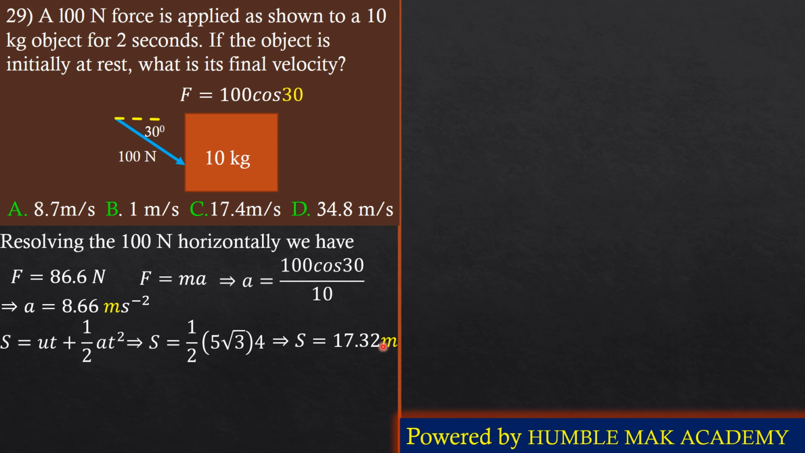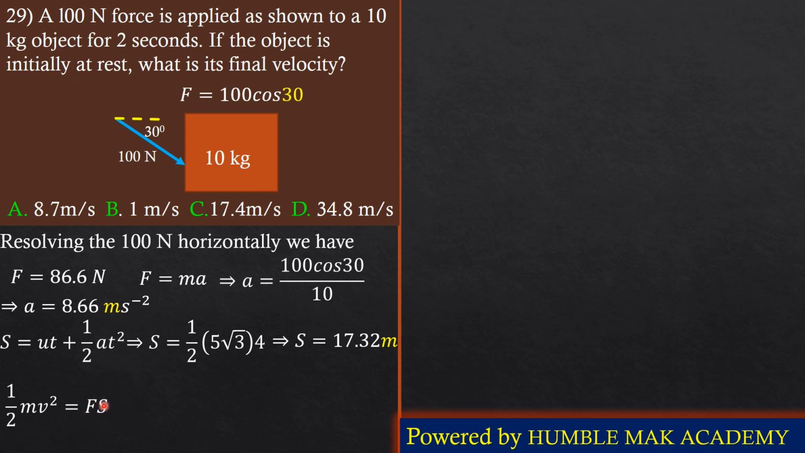Now that we have the distance covered, guys, we can proceed to use the work energy theorem, which simply states that the change in kinetic energy has to be equal to the work done by the net external force. So we have 1/2 mv squared equals the work done by the net external force, which is simply Fs.